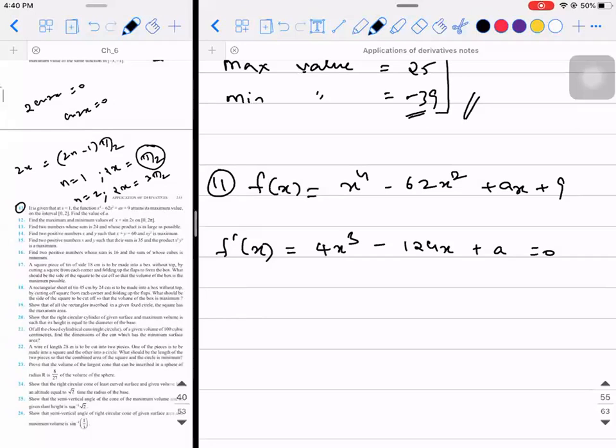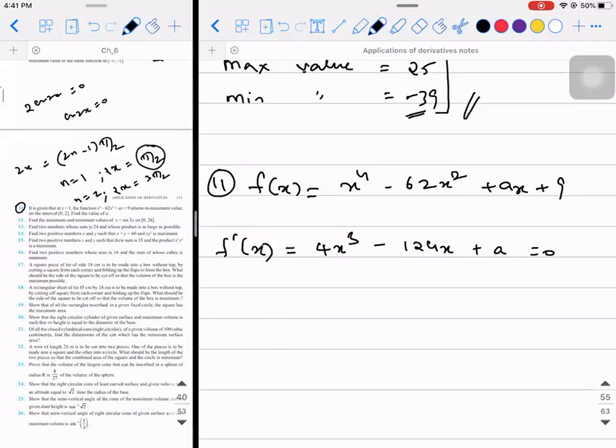Can someone tell me what is f of 0? Since it's a closed interval, what is f of 0? f of 0 is 9. And f of 2 is how much? You can just substitute. See, f dash of 1 should be equal to 0, you can find it. Unnecessarily I'm doing it.